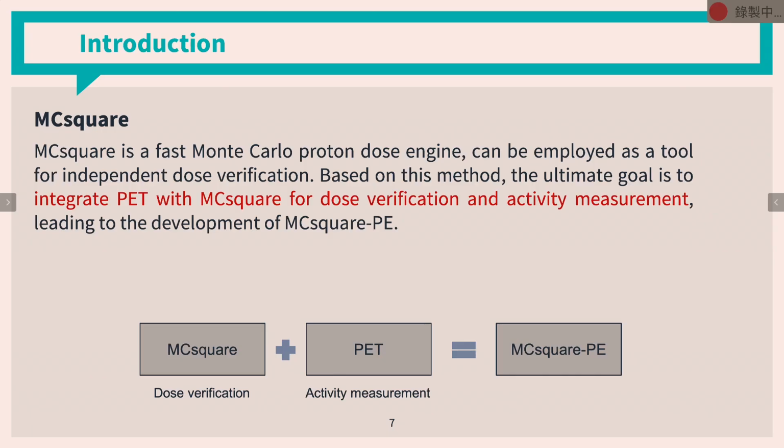MC² is an optimized Monte Carlo method that can support parallel computing across multiple CPUs. It is designed to run efficiently on next generation Xeon processors to enhance its computation performance.